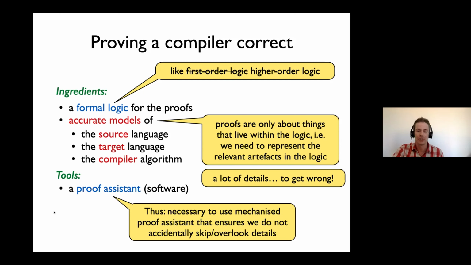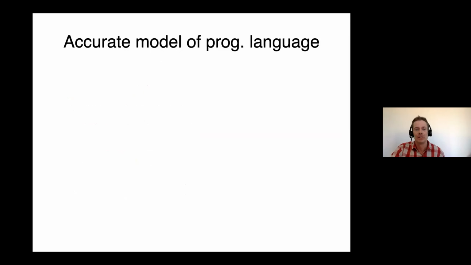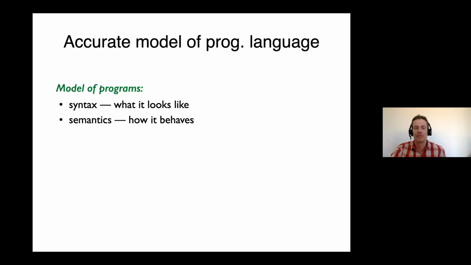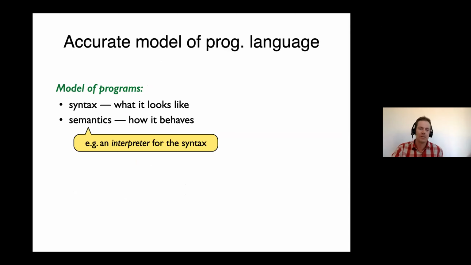So now, just to make this a little bit concrete, I have a few slides to show what all these ingredients look like and what the tool looks like. First of all, we need accurate models of the programming language. So we need the syntax defined, what it looks like, and the semantics, how it behaves. For the semantics of programs, I like to think of it as an interpreter based on the syntax, and that's how I tend to write my semantics.